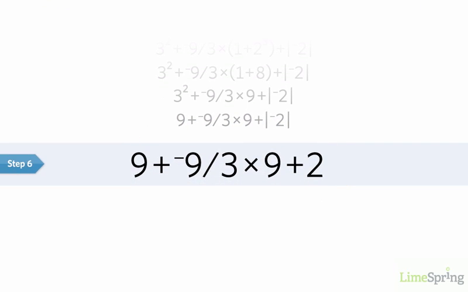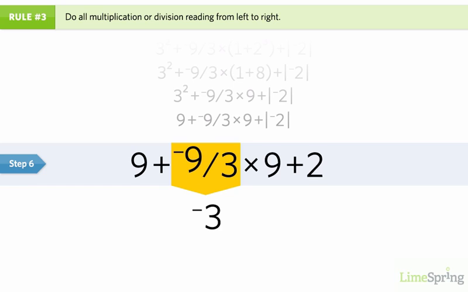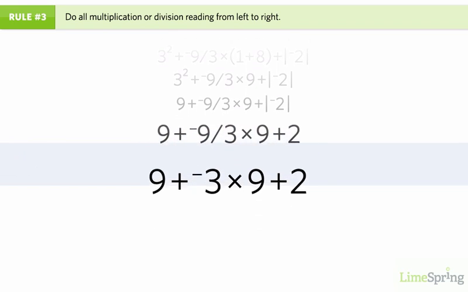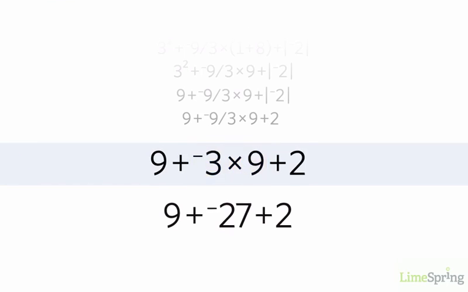Now we move on to our third rule and do multiplication or division, whichever comes first as we read from left to right. The first thing we come to is a division problem right smack in the middle. So let's simplify that. -9 divided by 3 equals -3. Remember, we get -3 because the signs of -9 and 3 are different. So our simplified expression is 9 plus -3 times 9 plus 2. We still have a multiplication problem, so we multiply -3 times 9 to get -27, and we are left with 9 plus -27 plus 2.